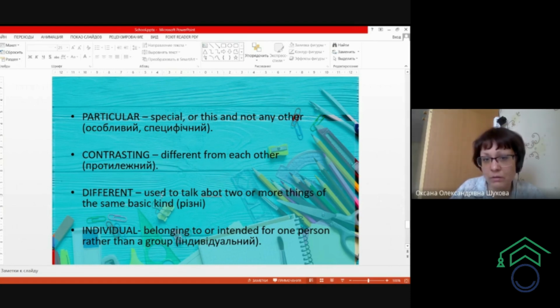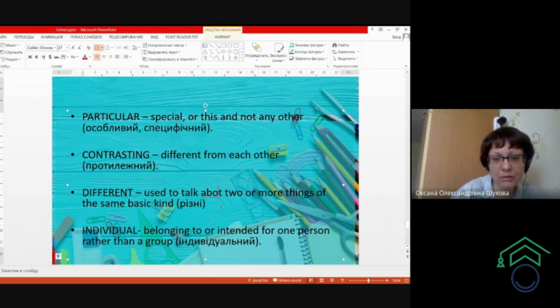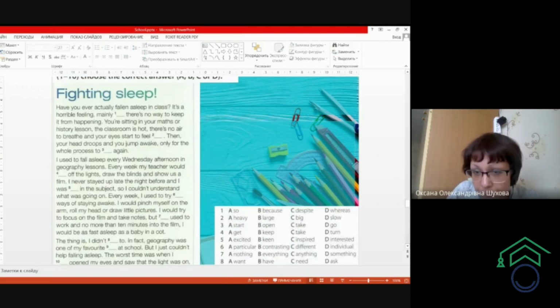Used to talk about two or more things of the same kind. Різний. And individual, belonging to or intended for one person rather than a group. Індивідуальний. Тобто ви обрали тут ще раз який варіант? Different. Так, дуже добре. Далі.